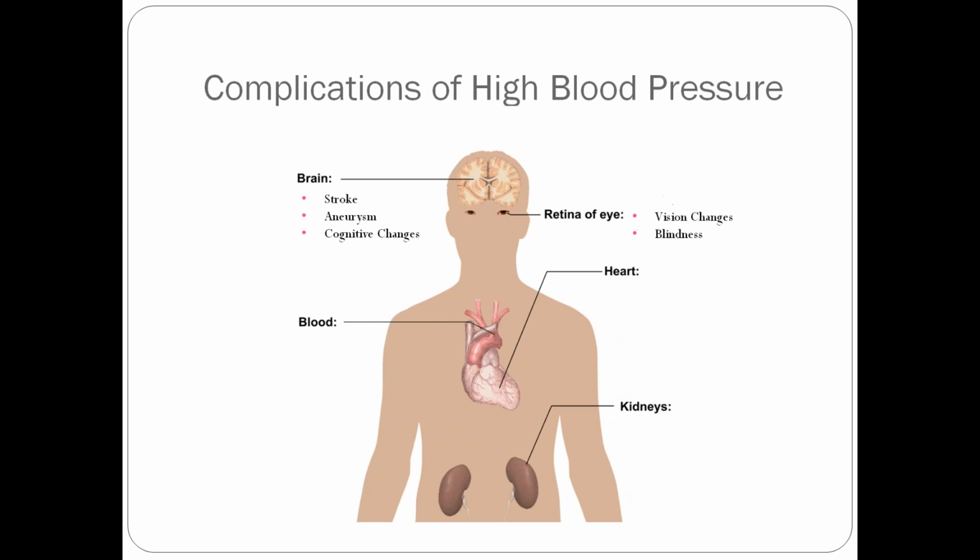In the eye, ruptured blood vessels can cause vision changes or blindness. Heart attacks or heart failure can happen. There may also be peripheral artery disease, which affects the blood flow to the legs. Aneurysms can also occur within the peripheral vascular system. Blood sugar can increase, and a narrowing of the vessels in the kidneys can lead to kidney failure.